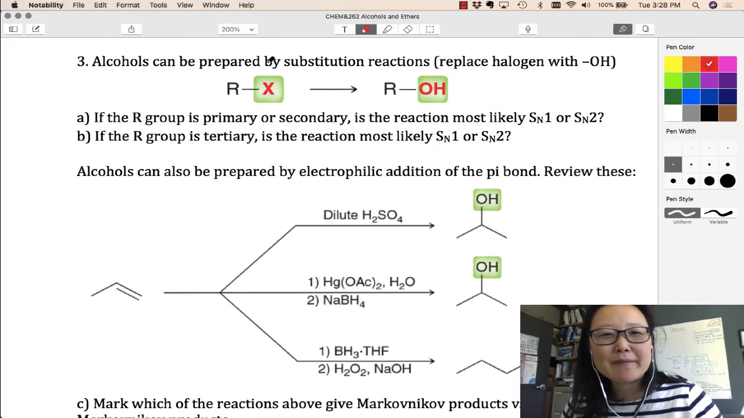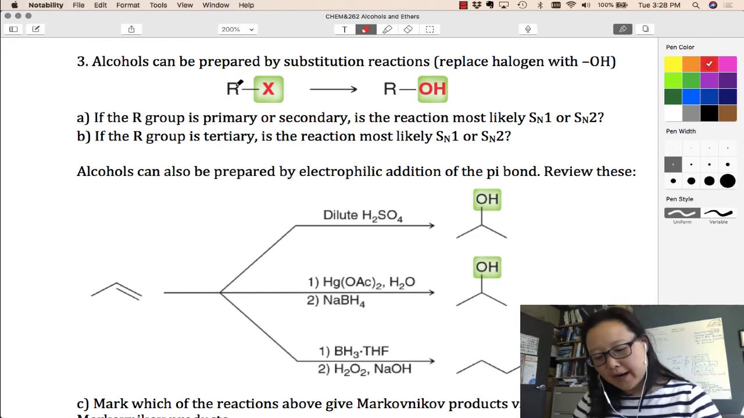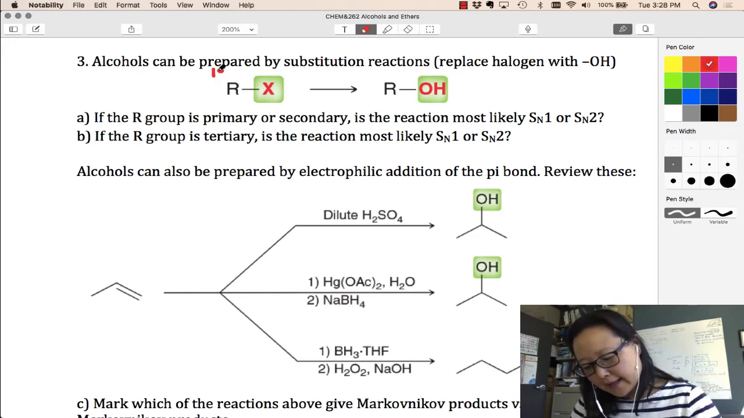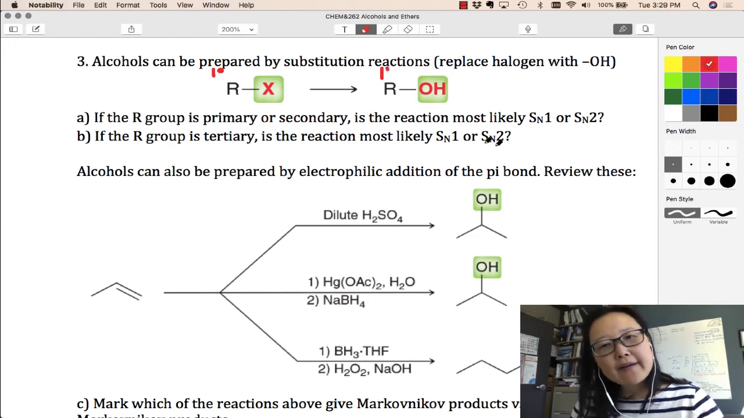So alcohols can be prepared by SN2 or SN1. So we have X, a halogen, replaced by an OH group. So this is how to make alcohols. There are different pathways we can take. If the R group is primary, so we have a primary alkyl halide going to a primary alcohol, will you likely have SN1, which goes through a carbocation, or SN2, where you have a concerted nucleophilic attack and the leaving group leaves at the same time?